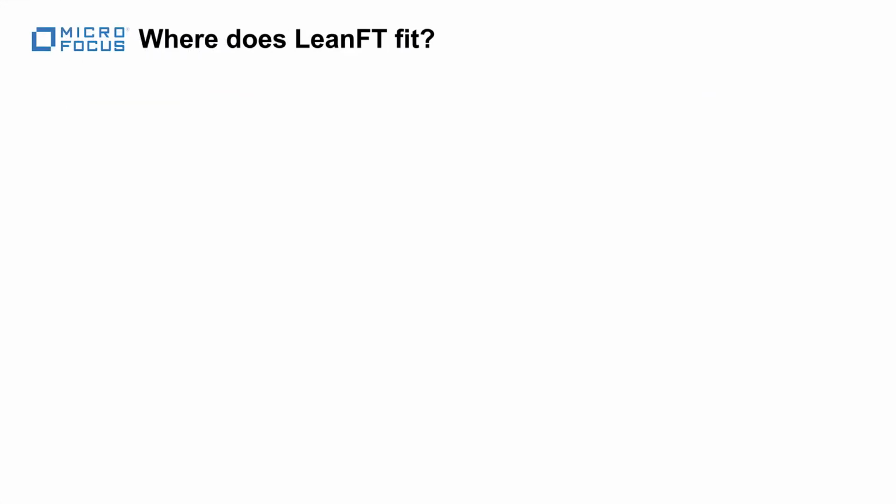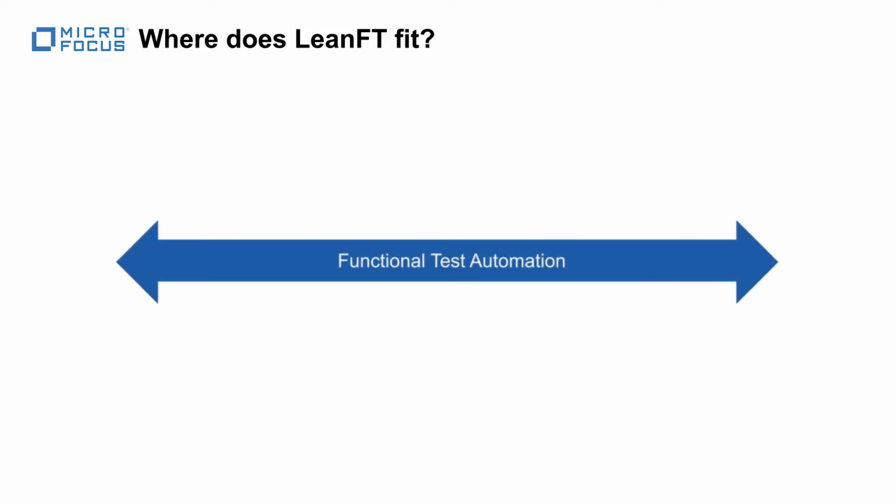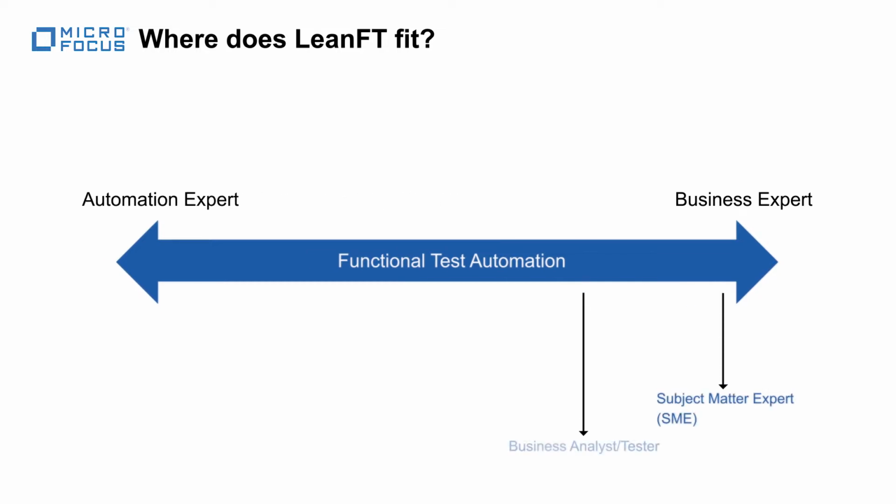We provide several functional test automation products. Let's see where each of these products, and specifically LeanFT, fit. Test automation involves several personas, each has its own characteristics. We can identify the subject matter experts and business analysts as people who are business experts, meaning they have the knowledge and familiarity with the business processes that should be addressed by the application under test. They can define what should be tested, but usually will either delegate the testing task itself or will be involved in the testing being done manually.